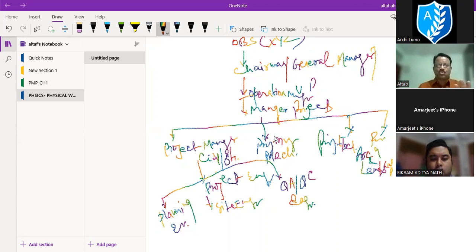So we understood EPS, we understood OBS. Is there any doubt or query in these two? Because these are very important terminologies to understand, which will be applied in the project management software, P6.